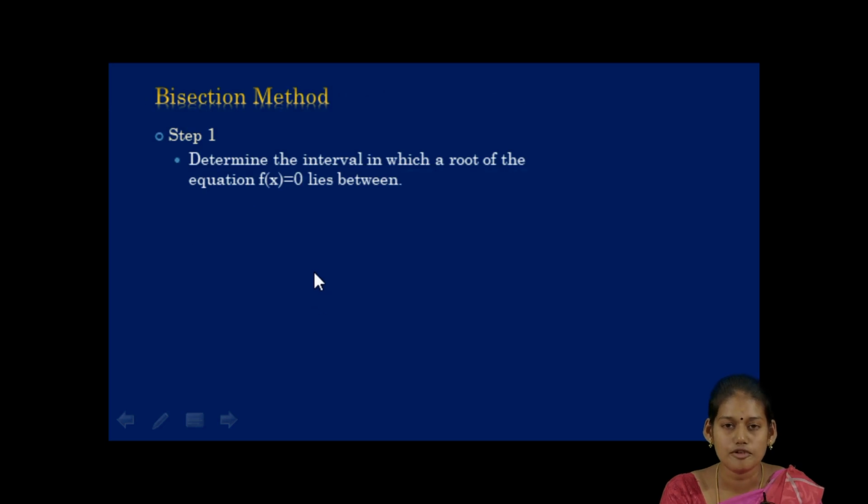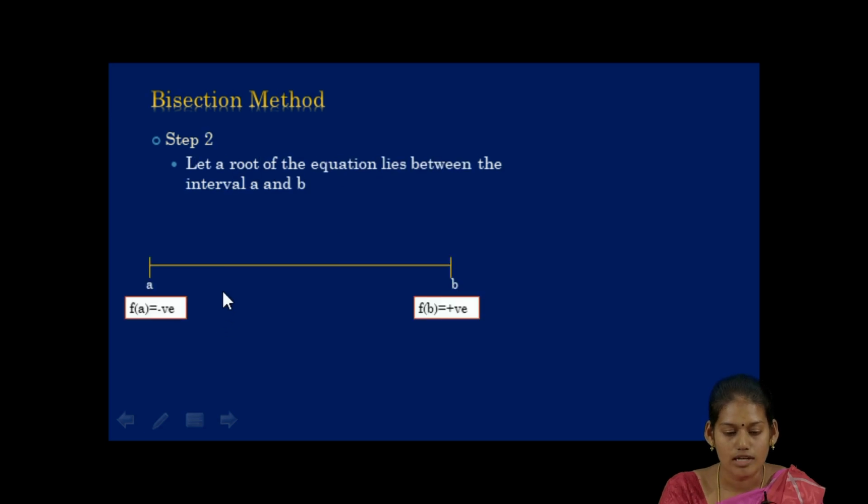Now we have to follow the algorithm. First, determine the interval in which a root of the equation f of x equal to 0 lies. The two points are a and b, and we find the function values f of a and f of b. Here f of a is negative and f of b is positive, so they are of opposite signs, and by the theorem there is a point between a and b such that f of x equal to 0.